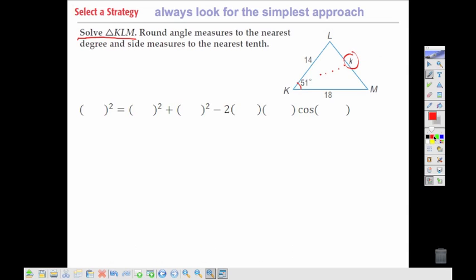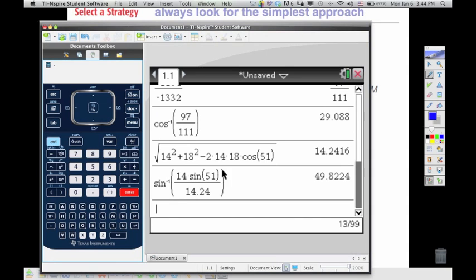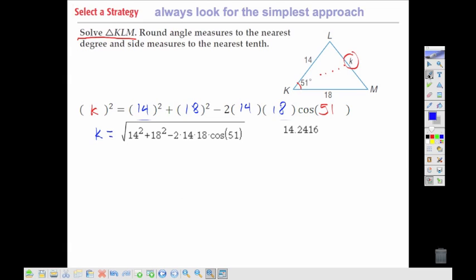I'm going to start with this angle that I do have, and it is across from side K. Plug in the other sides that I have, and what I would do really is just plug this in as K is equal to the square root of all of this, just like I did right here. Then I will get an answer of 14.2416. Still need to find angles L and M. I can now use the law of sines.